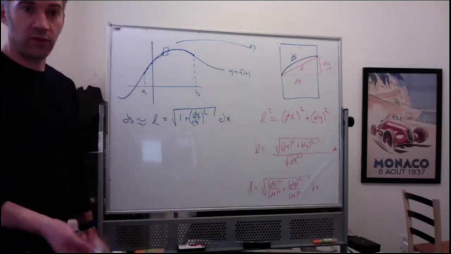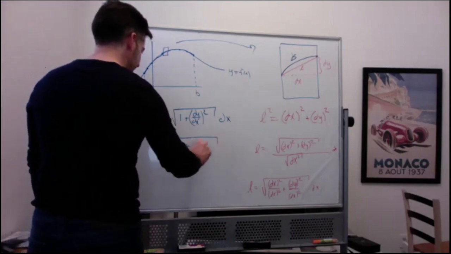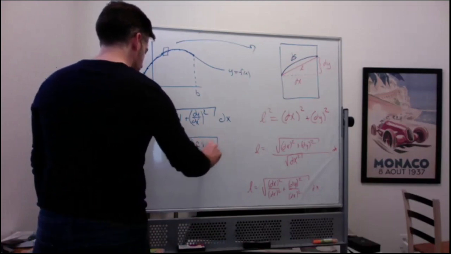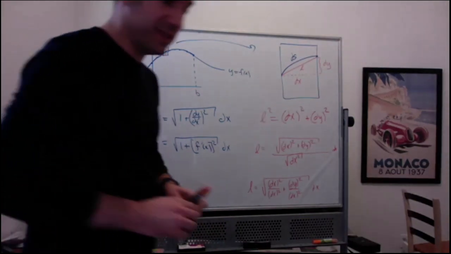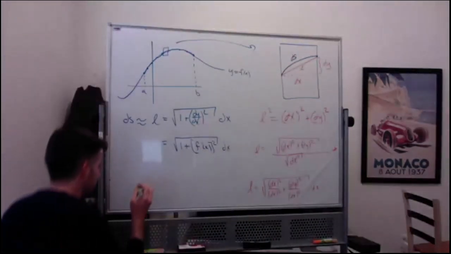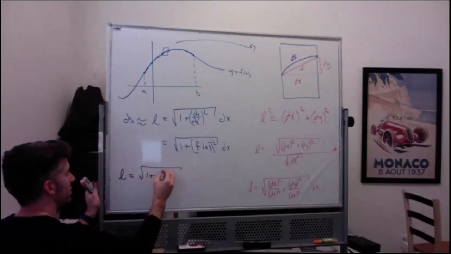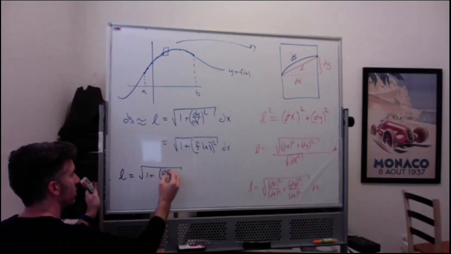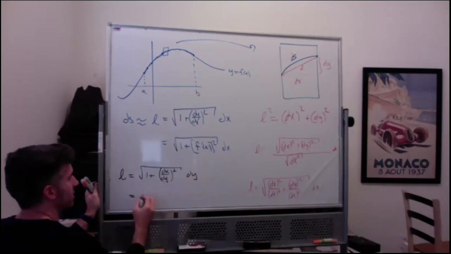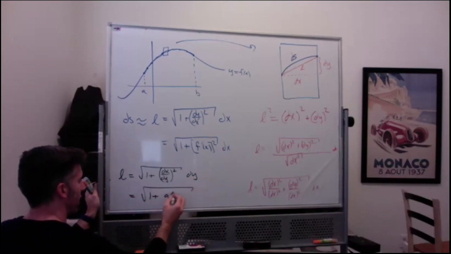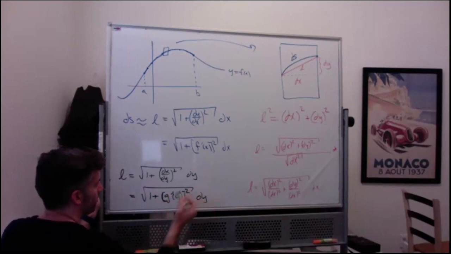Or if you prefer the more functional notation, L is the square root of 1 plus f prime of x squared, dx. You can also do it in terms of y. It's the same sort of deal. L is equal to the square root of 1 plus (dx/dy) squared, which is the derivative of x as a function of y, dy. Or you could write it as the square root of 1 plus g prime of y squared, dy. Okay.